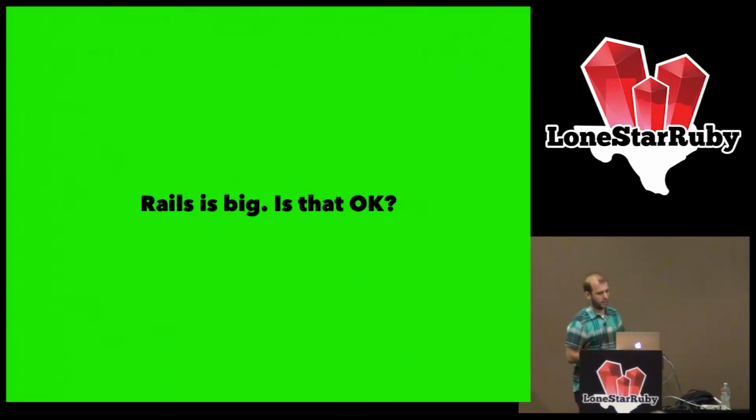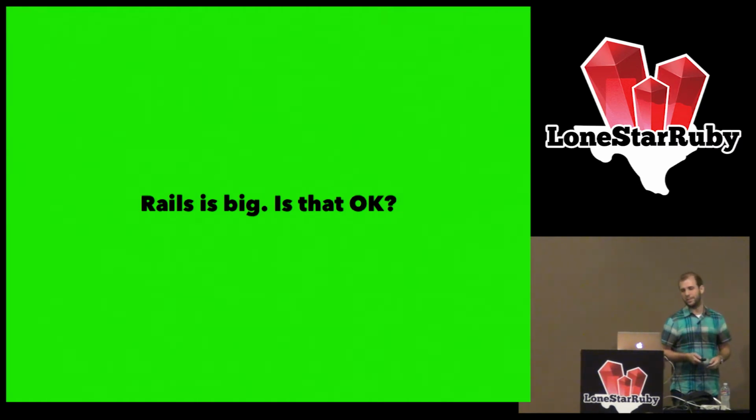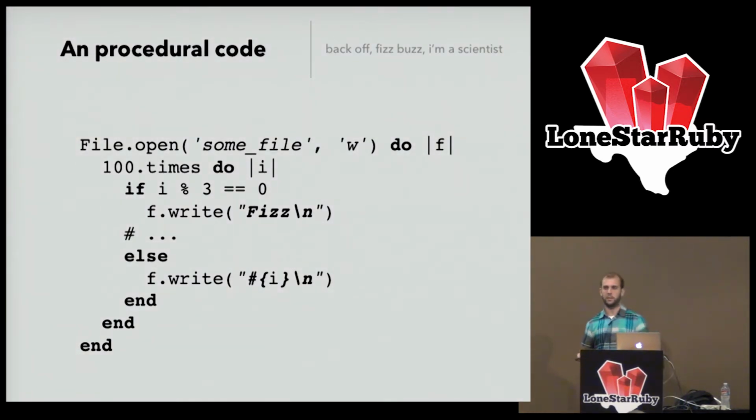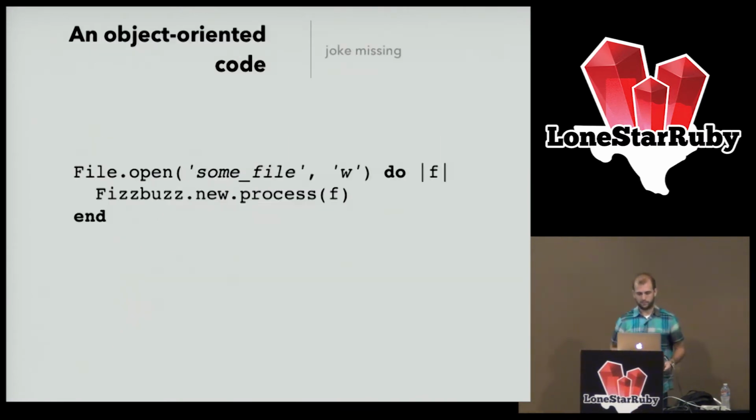So, a digression. I love to digress. Rails is big. This is another Ruby complaint. Is that okay? Here's a lens to look at that through. What are different kinds of programming? Here's a procedural program. It doesn't have any functions or data abstraction. It's just doing stuff to stuff. And it's vaguely fizz-buzzy. Here's an object-oriented fizz-buzzy thing. It's using messages to invoke behavior on encapsulated objects that contain data.